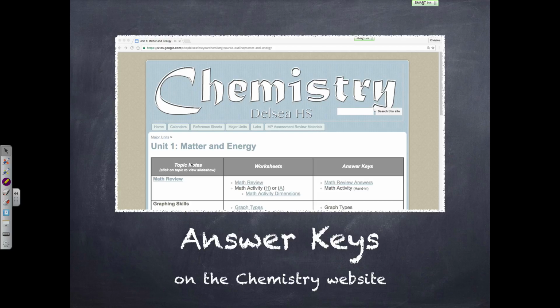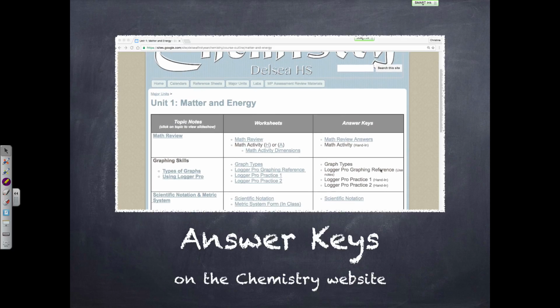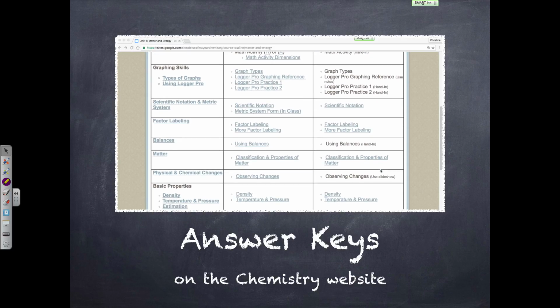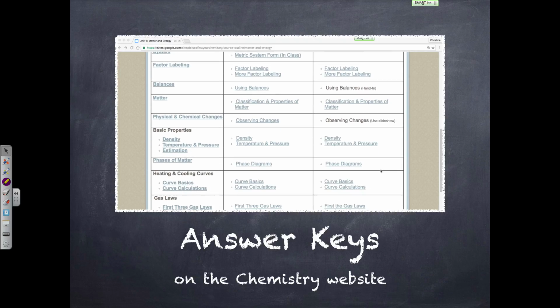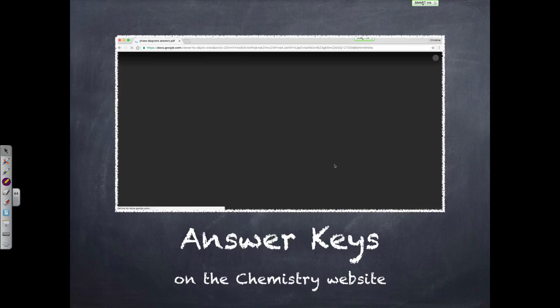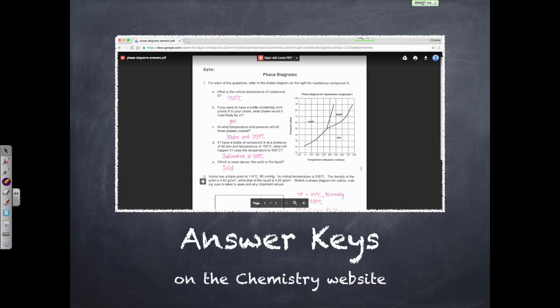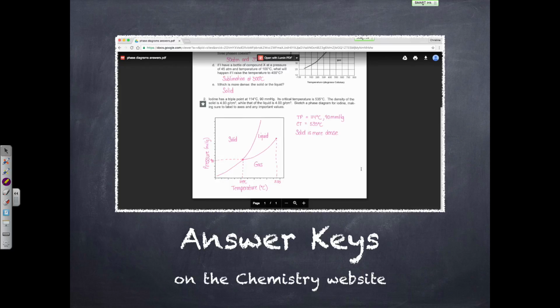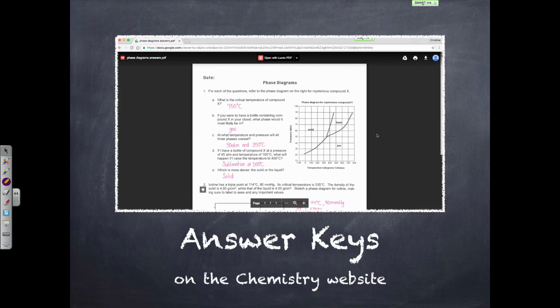After trying the worksheet, they can then check their answers using the website. The third column here is your answer keys. And if we scroll down again to the phase diagrams and click on the answer key, students will be able to check the front side of the worksheet to see if they're doing it properly. The back side of the worksheet is not online. The student needs to see me if they'd like to check their answers on the back side.